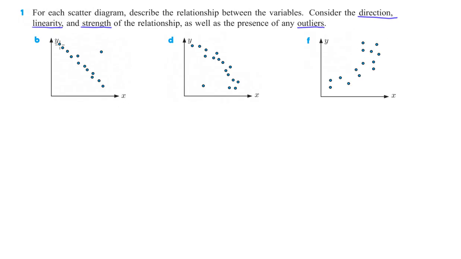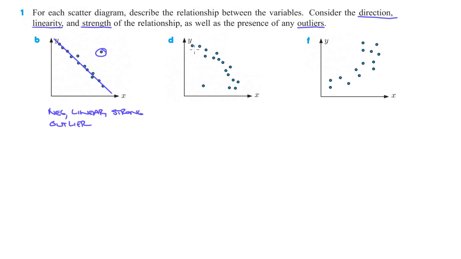So this one here, you can tell, looks like it goes down and it looks fairly linear. So direction is going to end up being negative. The linearity, it looks like it's linear, so linear. The strength, all those points are pretty tight to that line, so this would be strong. And there is indeed an outlier.